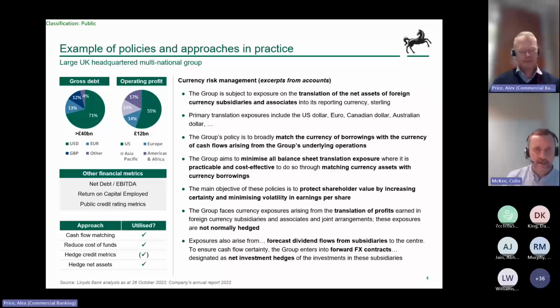So looking at the pie charts on the left, what can we see? Top left, we have gross debt. And this is obviously a large company. It's got in excess of 40 billion of gross debt. Obviously won't be the case for everybody, but the concepts very much hold as you move down the size spectrum of companies. So this company has a significant amount of dollar debt, 71%. Followed by euros, some sterling, and then a tiny bit of other.